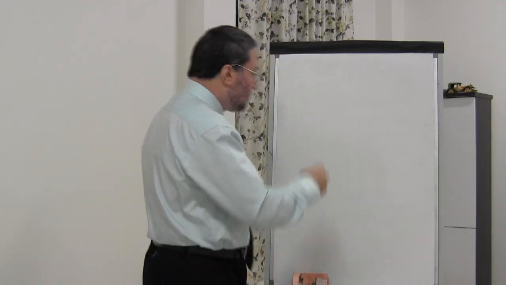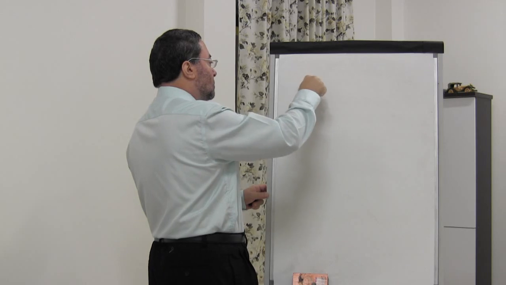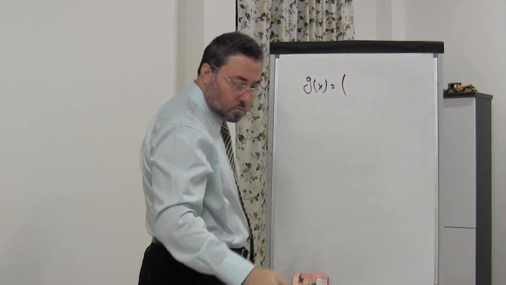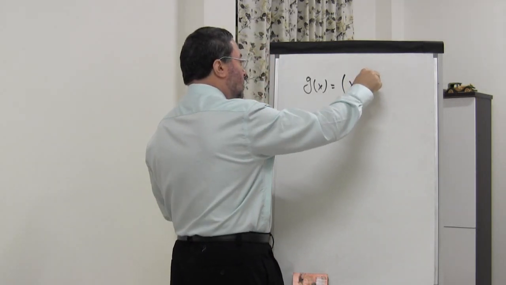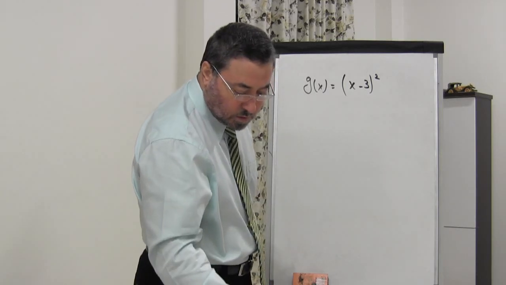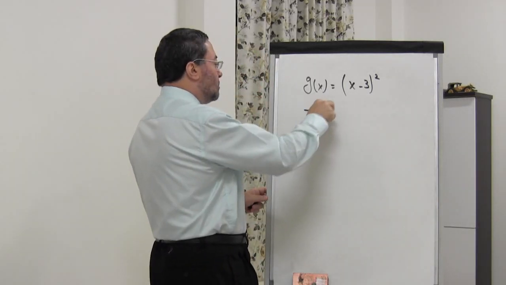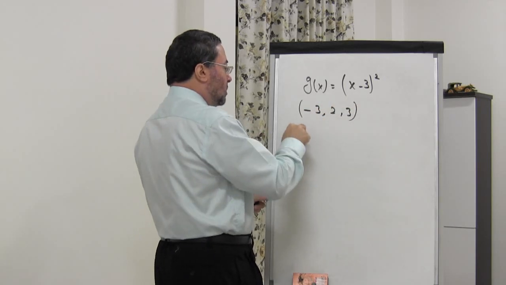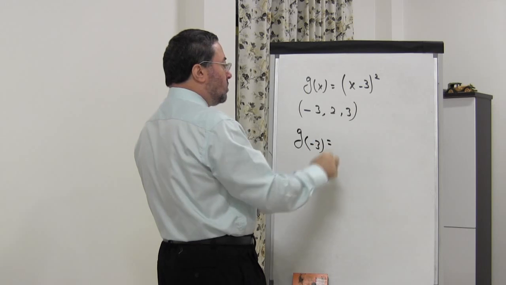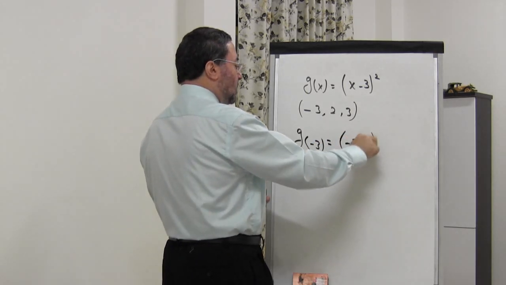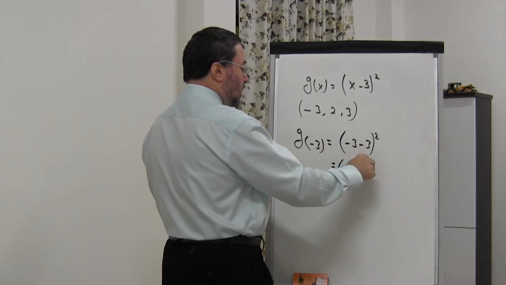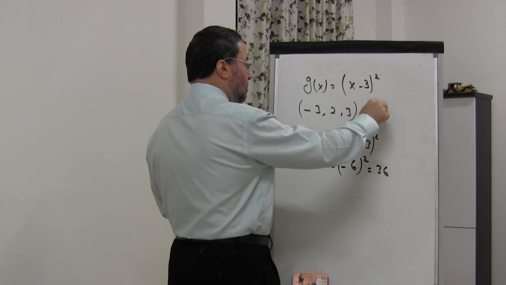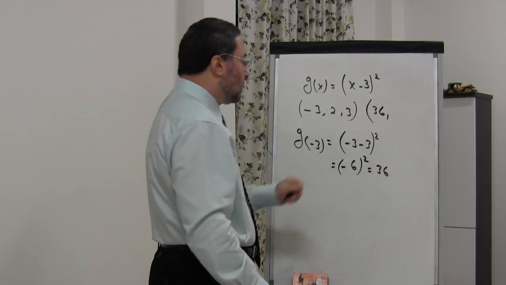Next is number 36. g of x equals x minus 3 squared, and the domain is minus 3, 2, and 3. So g of minus 3 equals minus 3 minus 3 squared, and that's minus 6 squared, 36. So this is the first number in the range.